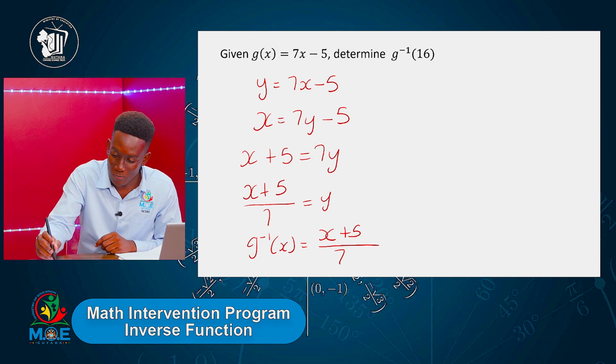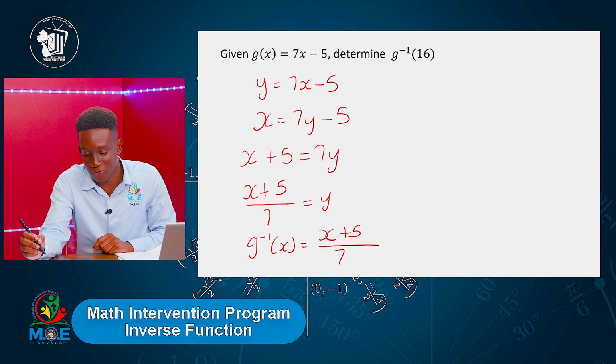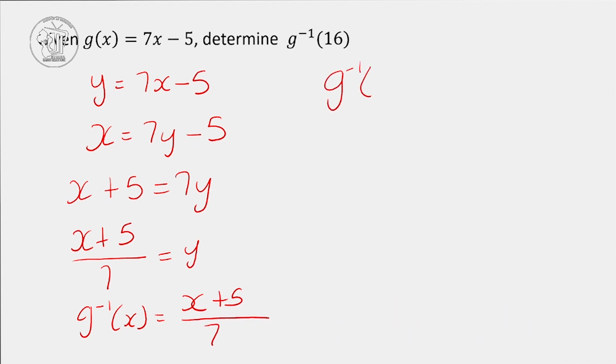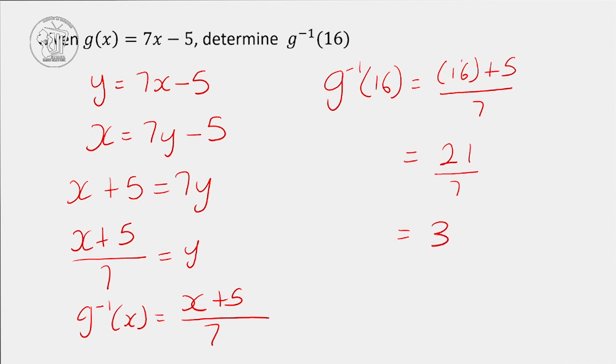So what we will do, we will substitute 16 in the inverse function. So we will now have g inverse of 16 is equal to, instead of x plus 5, we replace x with 16. So this will be 16 plus 5 all divided by 7. So 16 plus 5 will give me 21 divided by 7. So 21 divided by 7 would give us 3. So g inverse of 16 is equal to 3.